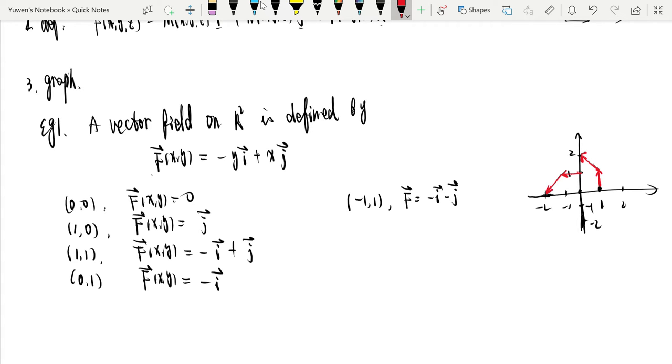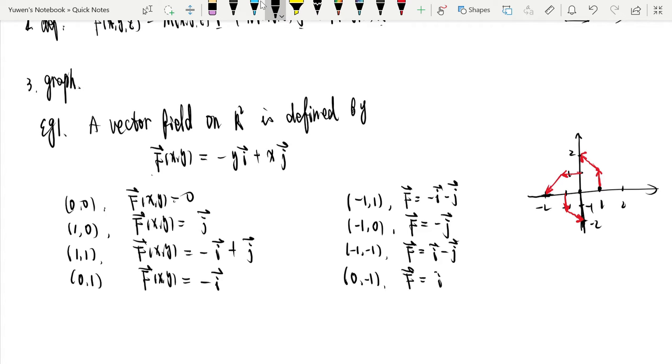The length is square root 2. And at (-1, 0), F equals negative j. So this point points to here. And at (-1, -1), F equals i minus j. So this point points here. And at (0, -1), F equals i. So at this point, it points here. Like this.